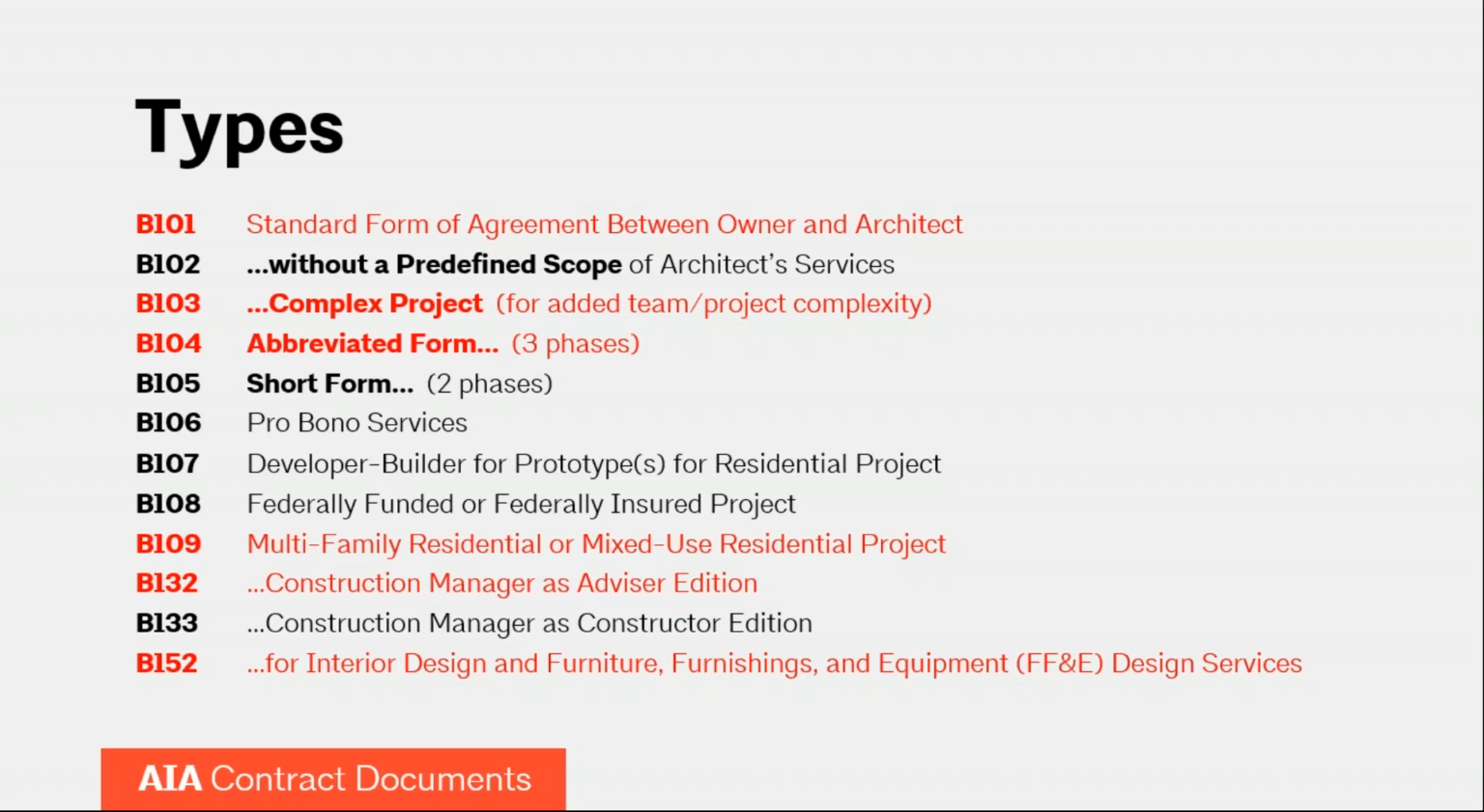Finally, the B152. This is an agreement between the owner and the architect for interior design and FF&E design services. It requires the architect to provide programming services and basic services, which include schematic design, design development, construction documents, FF&E documents, construction procurement, FF&E procurement, construction contract administration, and FF&E contract administration. If you're not doing FF&E and only doing interior design, or vice versa, it is structured so architects can provide only one of those services.